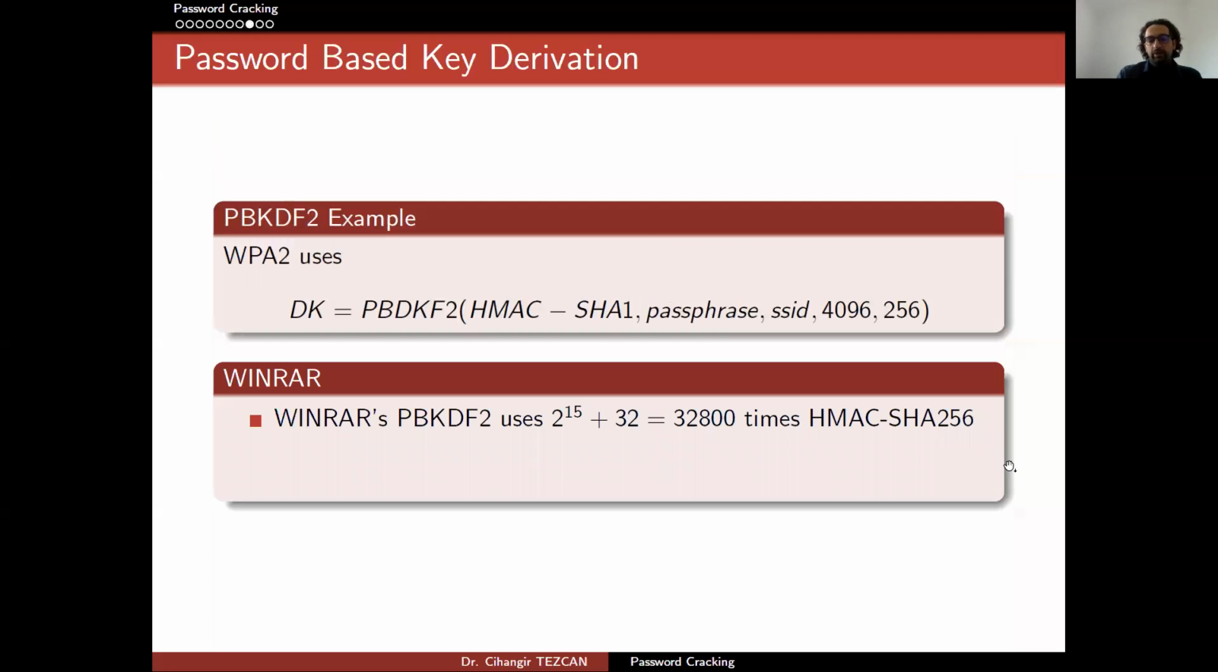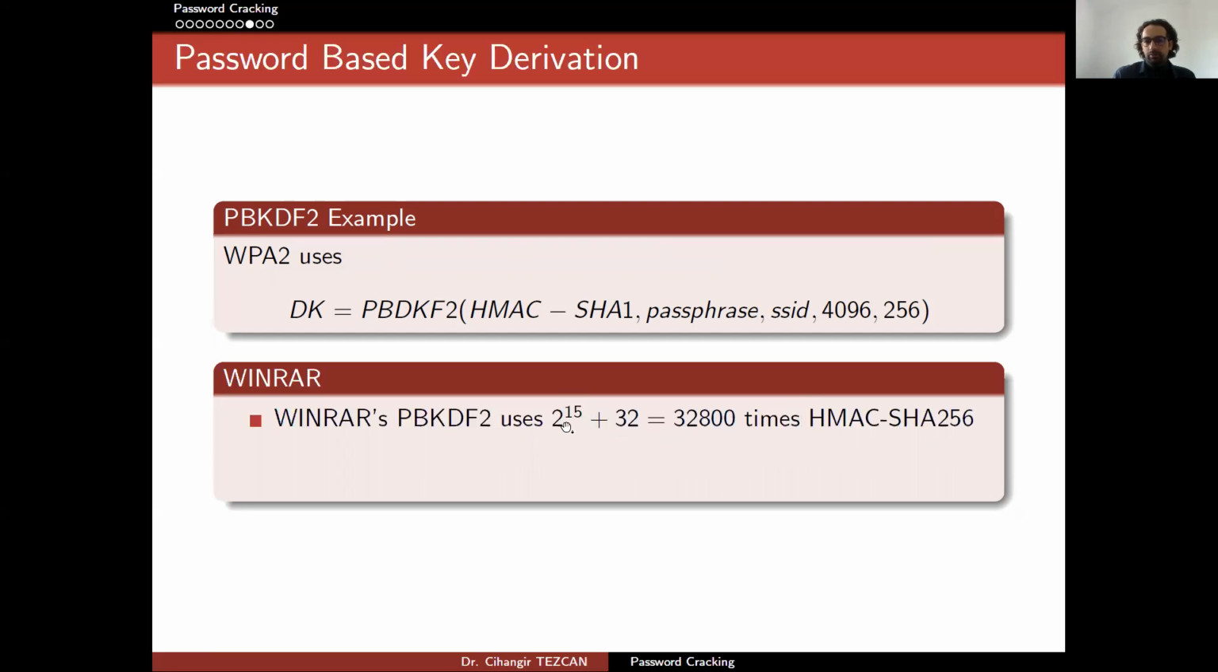So another example is WinRAR. WinRAR's password-based key derivation function uses HMAC but with SHA-256. Of course, older versions of WinRAR were using SHA-1, but a few years ago, they moved on to SHA-2, which is more secure. And they use it this many times. I think for the key derivation, they use it 2 to the 15 times.